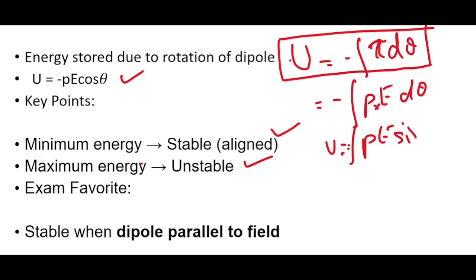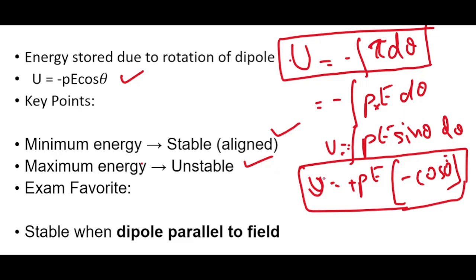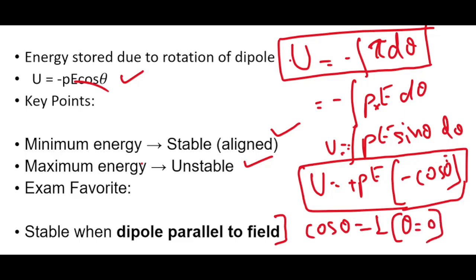P cross E gives P E sin theta d theta, and after integration we get P E constant. Integration of sin is minus cos. So this is what you get: U is equal to minus P E cos theta. It is stable when the dipole is parallel to the field, because only then cos theta is 1. Parallel to the field means theta is equal to 0 degrees.